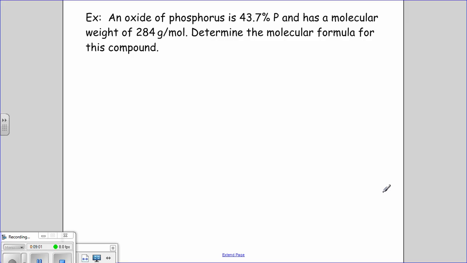All right, let's do an example. An oxide of phosphorus, so I'm not telling you the formula, but I'm telling you what's in it, is 43.7% phosphorus and has a molecular weight of 284 grams per mole.